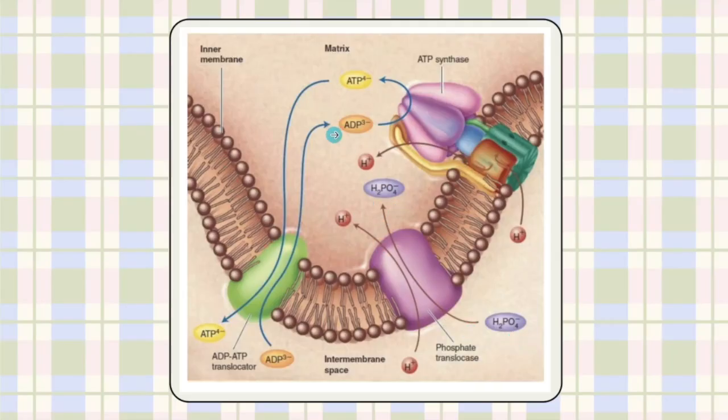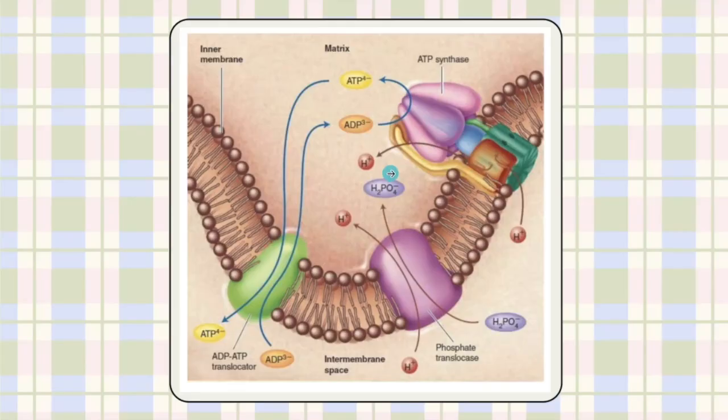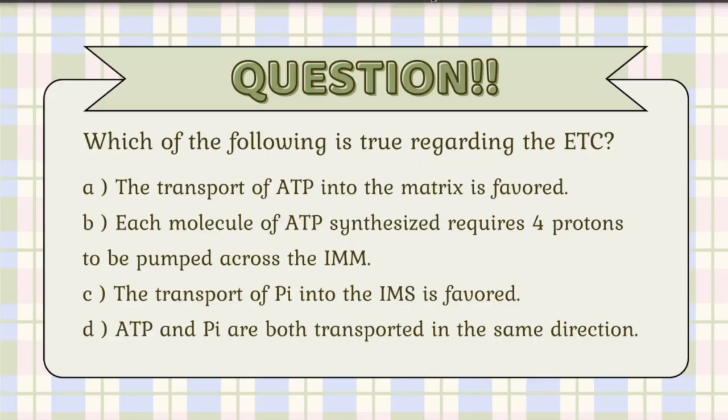Now, notice that ADP and phosphates are both carried into the matrix, so they both go through ATP synthase and form ATP, which is transported back to the IMS, and so it forms a cycle. The benefit of this is that because ATP is transported into the IMS, the concentration of ATP in the matrix will decrease, and this favors ATP synthesis by this enzyme. So hopefully you got that. Okay, now let's go back to the question.